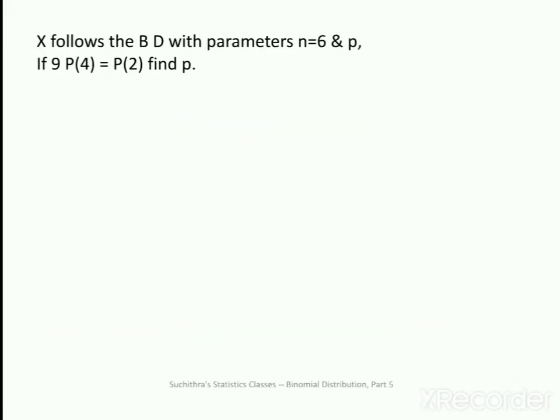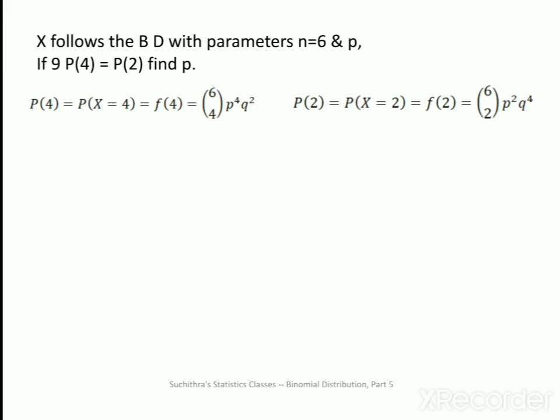Next problem: x follows the binomial distribution with the parameters n equal to 6 and p. If 9 into P of 4 equal to P of 2, find p. P of 4 equal to P of x equal to 4 equal to f of 4 equal to 6c4 p raised to 4 q square. P of 2 equal to P of x equal to 2, that is f of 2 equal to 6c2 p square q raised to 4. And given that 9 into P of x equal to 4 equals P of x equal to 2.